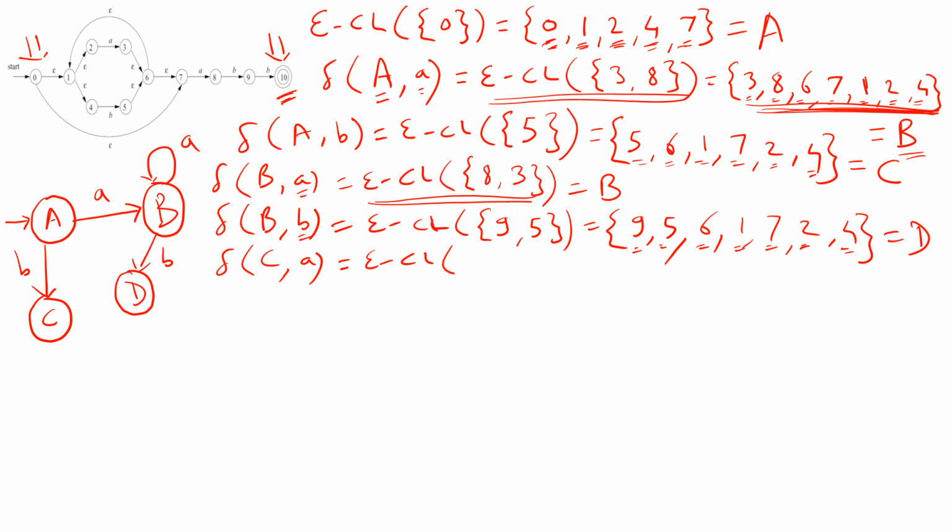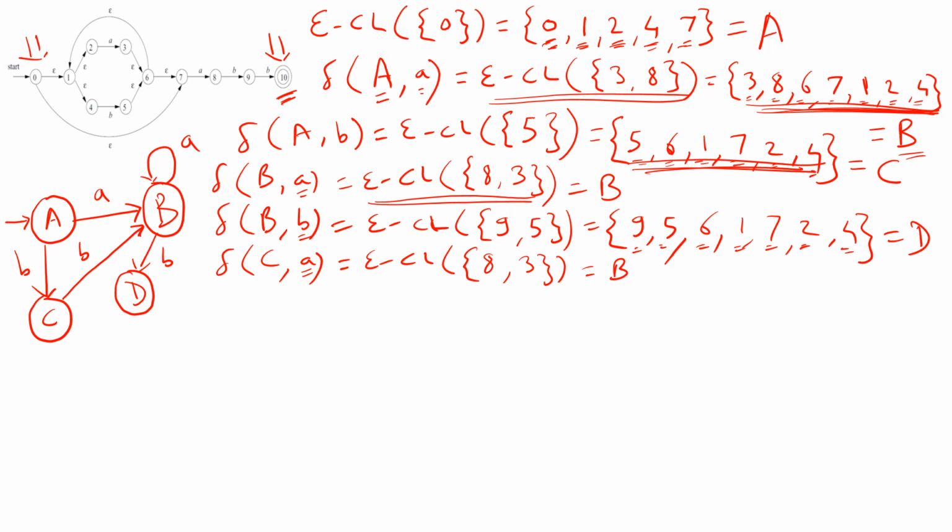Okay. So after calculating this, we will calculate it for delta C comma A, right? Which is epsilon closure of CA. Now, what does C contain? C contains this whole thing, right? And our input alphabet is A. 5A, no. 6A, no. 1A, no. 7A takes you to 8. 2A takes you to 3. 4A, no. We have already calculated this epsilon closure, and that is B actually. So CA takes you to B.